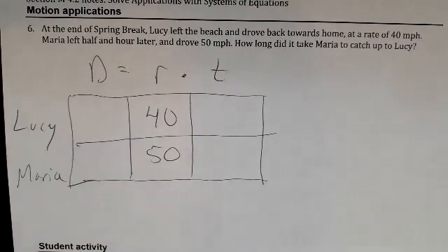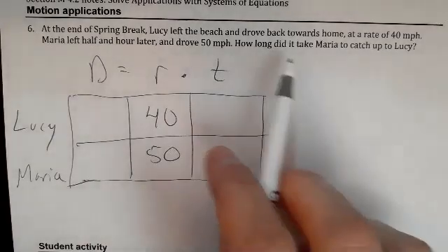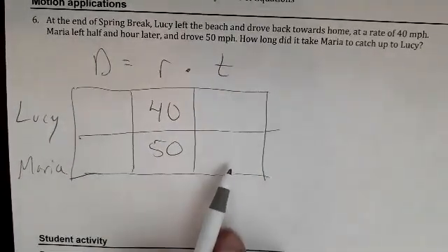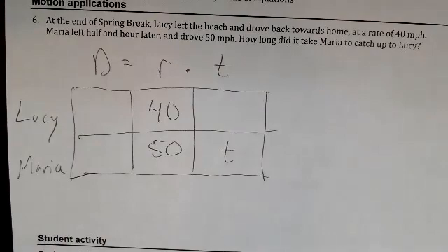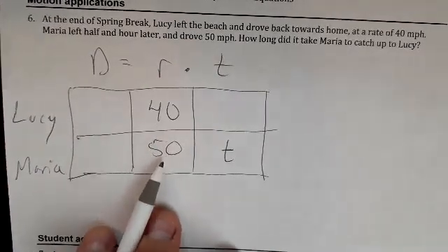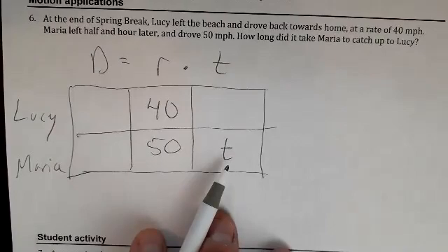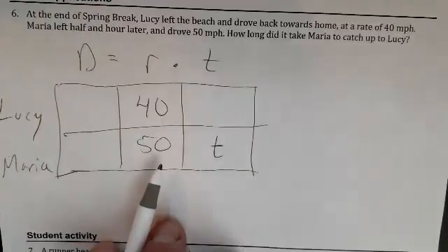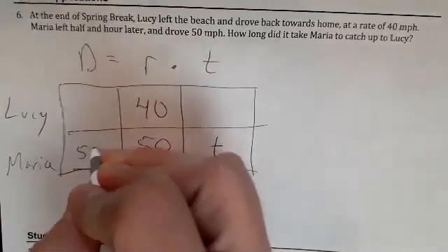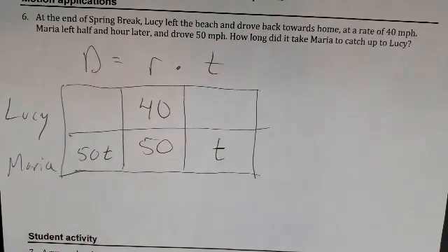The question is, how long did it take Maria to catch up to Lucy? There are multiple ways to do this problem. You can define your variables a little bit differently. But if this is what they're asking, how long did it take Maria, this is the thing I want to fill in. I'm going to let this be my t variable. If Maria is driving at a rate of 50 miles per hour for t hours, her distance is going to be r times t. It's going to be 50 times t. So we could put 50t in that box.